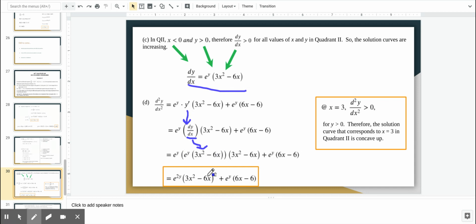So now, once I replace dy/dx with the differential equation up here, I noticed two things. Number one, this whole piece is being multiplied by another: e to the y times e to the y, times 3x squared minus 6x times 3x squared minus 6x. e to the y times e to the y is e to the y squared, which is also just e to the 2y. And 3x squared minus 6x times itself is 3x squared minus 6x all squared. So these two things multiplied together give me this. And then the second part I just left alone. Could you take out an e to the y? Yes. It doesn't prove to be helpful in this case, though.